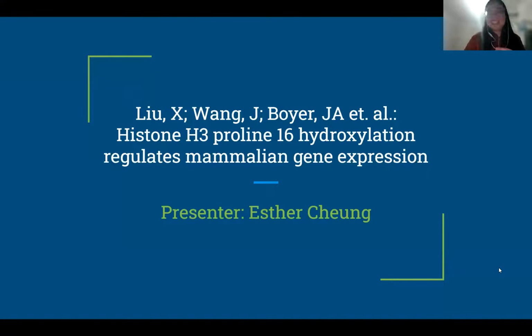Okay, right. Perfect. So this paper is talking about a new kind of histone modification. It's histone H3, especially the 16th residue, which is a proline. It undergoes hydroxylation, and this hydroxylation has regulatory effects on gene expression.